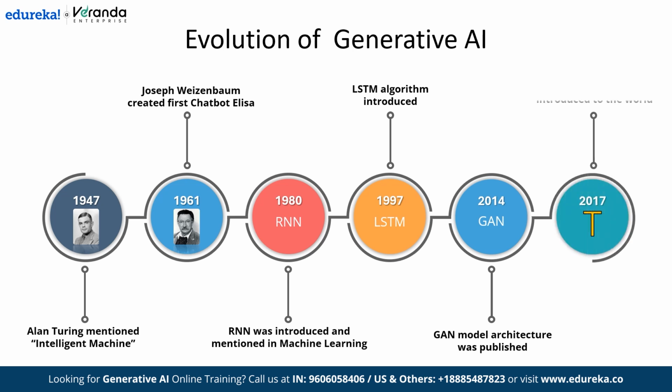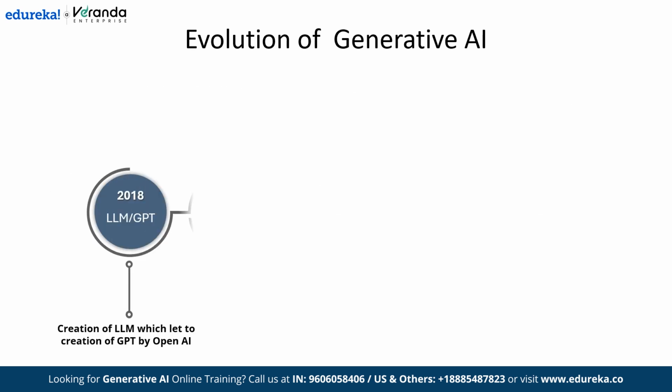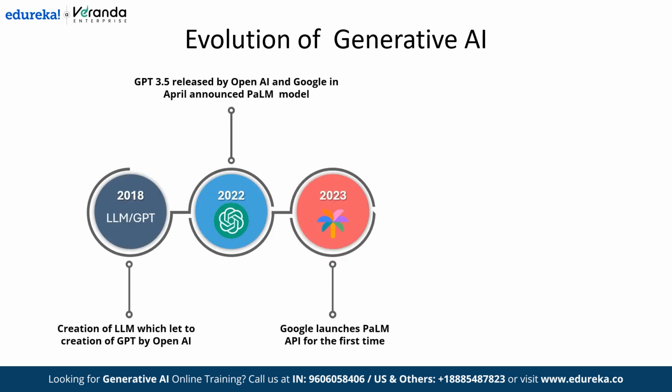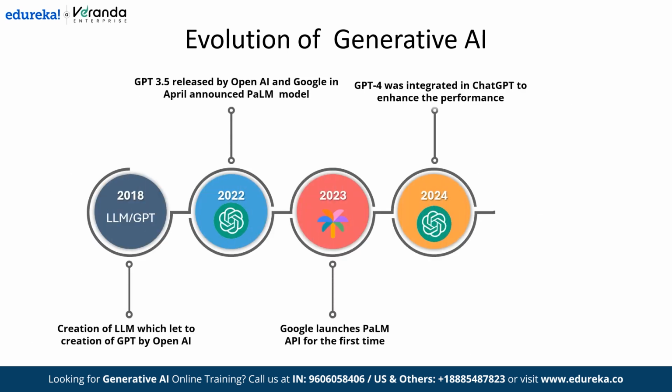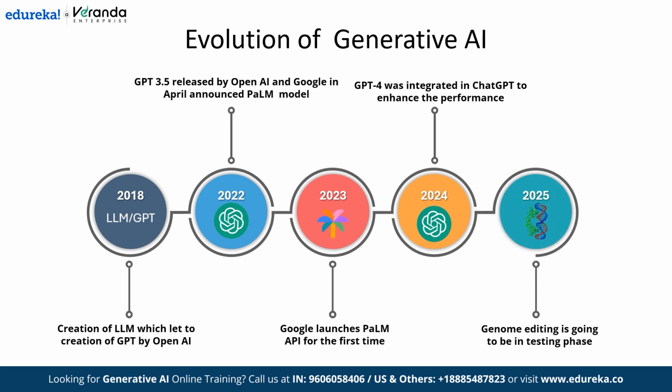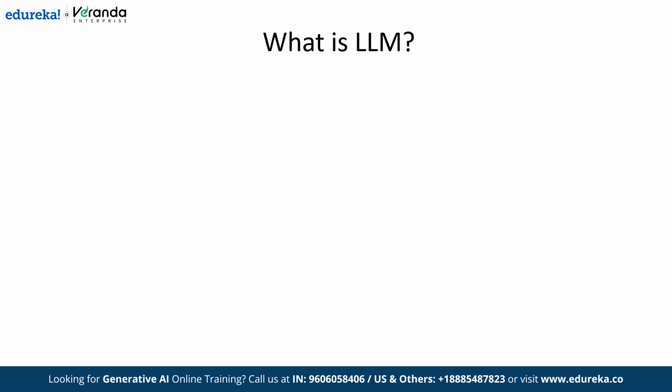Fast forward to 2017 when transformers like GPT entered the scene. By 2023, GPT 3.5 and Google's PaLM marked significant milestones. And by 2025, we are on the brink of AI breakthroughs in chemistry and genome editing. So, what exactly are these LLMs and why are they so powerful?